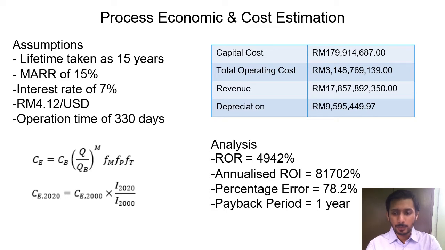So that is why we are seeing such huge margins of error, and this could be seen with the percentage error. For an actual project, the percentage error should be less than 25%. Ours has exceeded 25% and is up to 80%. And that could also be seen in our payback period, which is less than a year for a plant that has just begun commissioning.